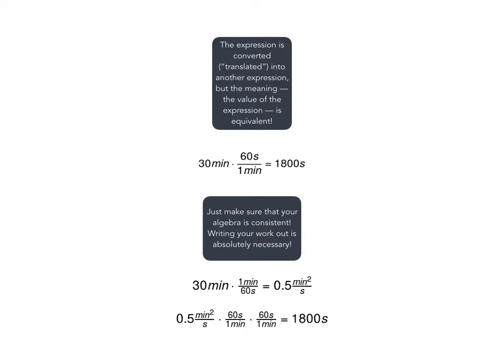If, however, we use the conversion in the other way, this would not be inherently wrong. It would just yield units that would make things highly impractical. 0.5 minutes squared per second makes little sense. But as can easily be shown, this is still actually equivalent to 1800 seconds.